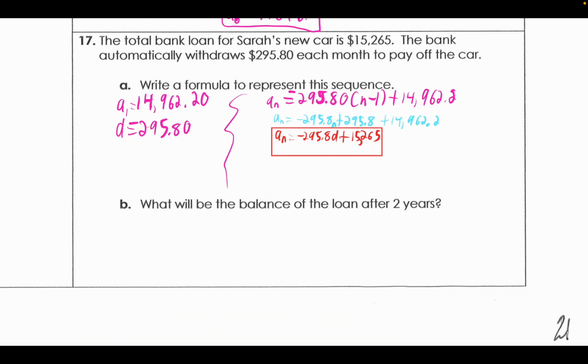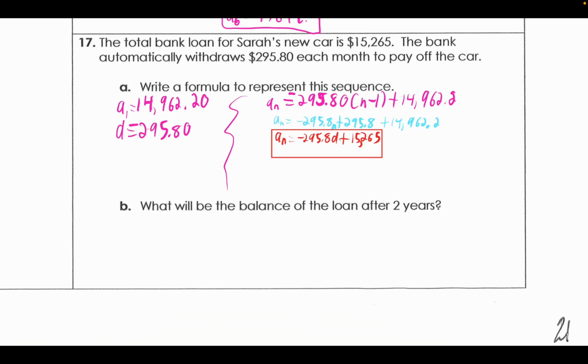Now, what will the balance of the loan be after 2 years? Well, remember, we're saying each month, so 2 years would be finding A sub 24. How many months are in 2 years? 24. So we have negative 295.8 times 24 months plus the starting amount of the loan, 15,265.